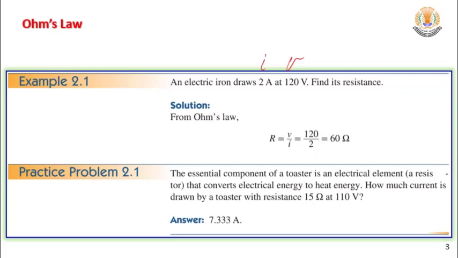Again, here, how much current is drawn by a toaster? Where you have here R and you have here V. You divide V over R. So 110 over 15, you will get 7.3 amps. Direct relation, which is Ohm's law. Okay?